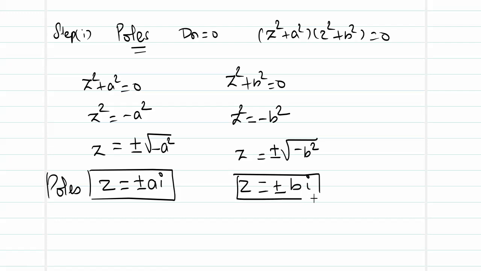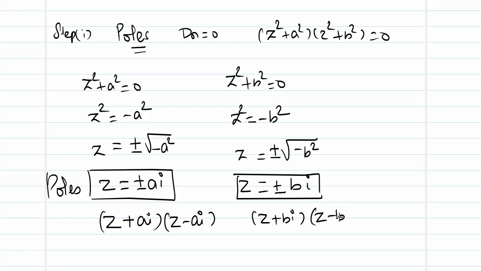So totally how many poles? We have 4 poles: plus ai, minus ai, plus bi, minus bi. So z plus ai into z minus ai, z plus bi, z minus bi, this is going to be my factorization of z square plus a square into z square plus b square. So my step 1 is over.